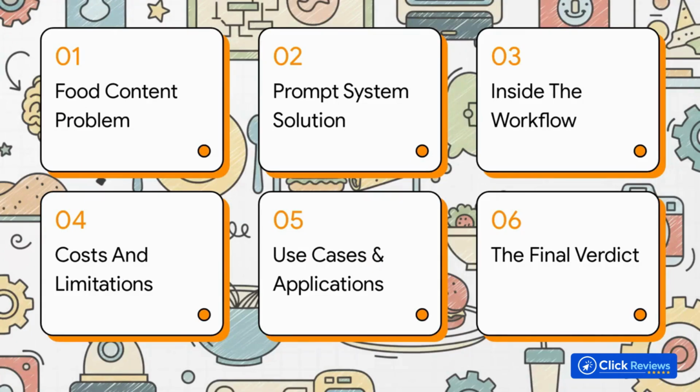So, to figure out if this tool actually bridges that gap, here's our roadmap. The food content problem, the prompt system solution, inside the workflow, real costs and limitations, use cases, and the final verdict. Let's get to it.